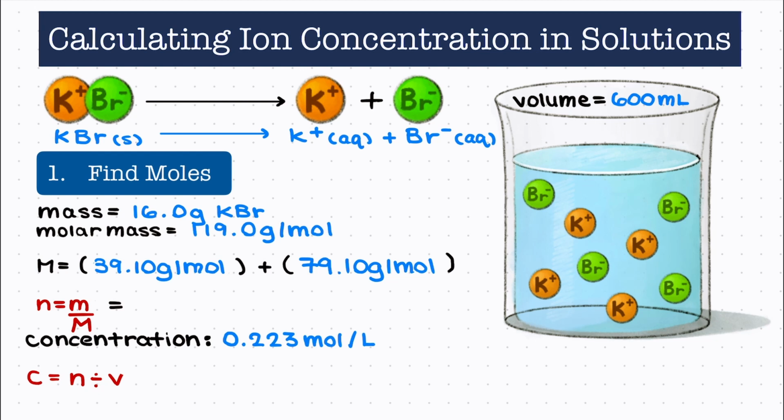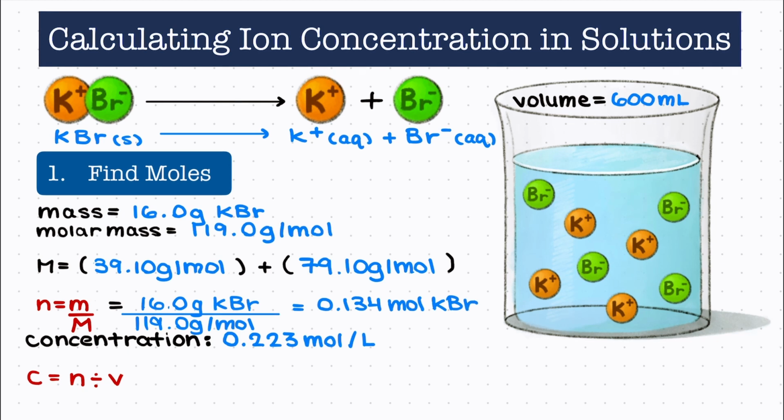Okay, now that we have our molar mass, we can easily solve for our moles. We have moles, n, is equal to mass, little m, over molar mass, big M, and we just have to substitute in our information. So we have a mass of 16.0 grams of KBr, and we have a combined molar mass of 119.0 grams per mole. If we type that into our calculator, we will get an approximate mole value of 0.134 moles of KBr.